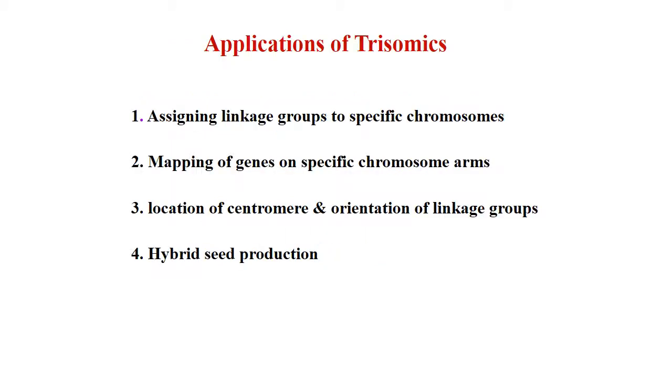Coming to the applications of trisomics. In plant breeding, these are used for assigning linkage groups to specific chromosomes, mapping of genes on specific chromosome arms, locating the centromere and orientation of linkage groups, and in hybrid seed production. Trisomics can also be used in disease or biotic and abiotic stress resistance studies or inducing the condition.